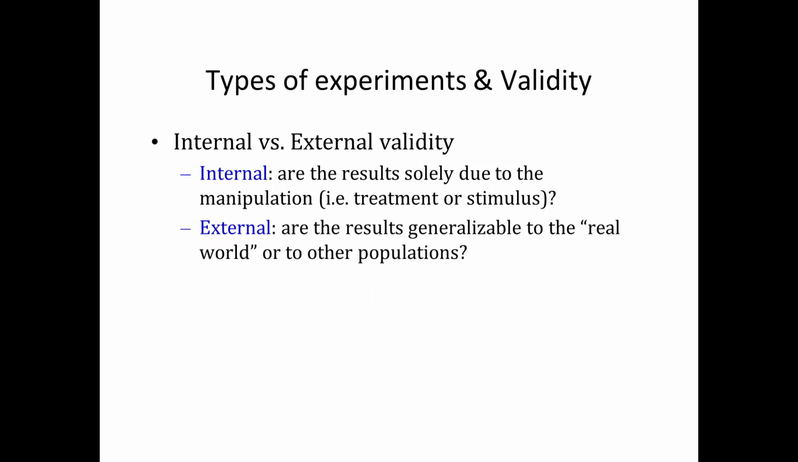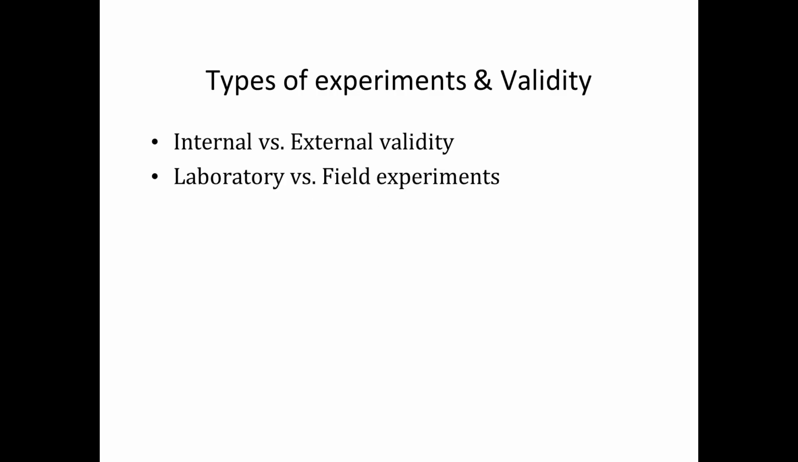External validity has to do with generalizability of the experimental results. That is, would the same results be obtained if the experiment was conducted in a real world, that is, a natural setting, or with other populations of subjects? If not, the experiment is said to have low validity. The degree of validity will often depend on the type of experiment we conduct.